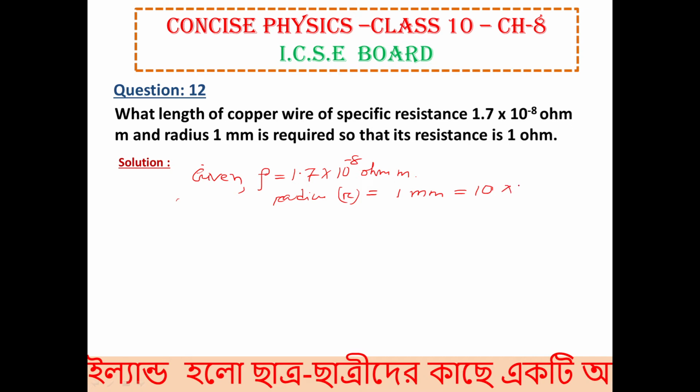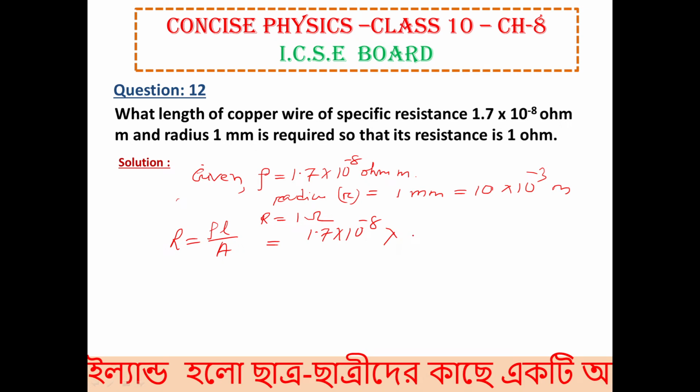So into 10 to the power minus 3 meter. Now, because all are given in SI unit, and also the resistance R equal to 1 ohm. So simply put the formula. We know resistance equal to rho L by A. So here rho is given 1.7 into 10 to the power minus 8.